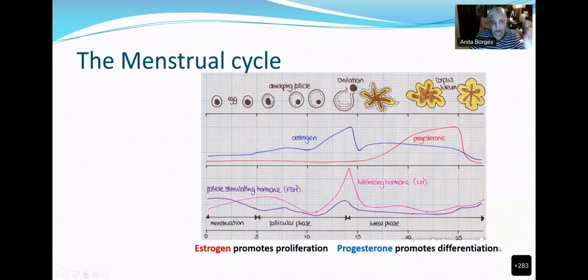But there is something that I've written down here. Estrogen promotes proliferation, and please remember that, almost like a mantra. Estrogen promotes proliferation, and progesterone promotes differentiation. And this is important. So what does proliferation mean? We'll see in a minute. And what does differentiation mean? We will see in a minute.